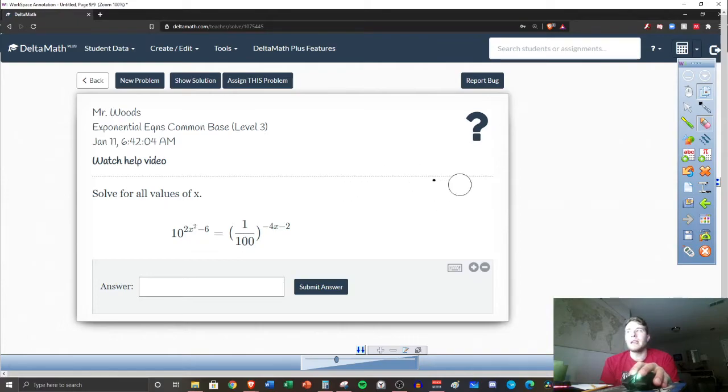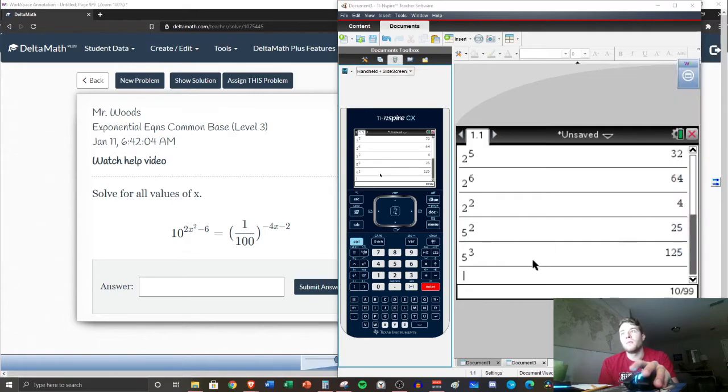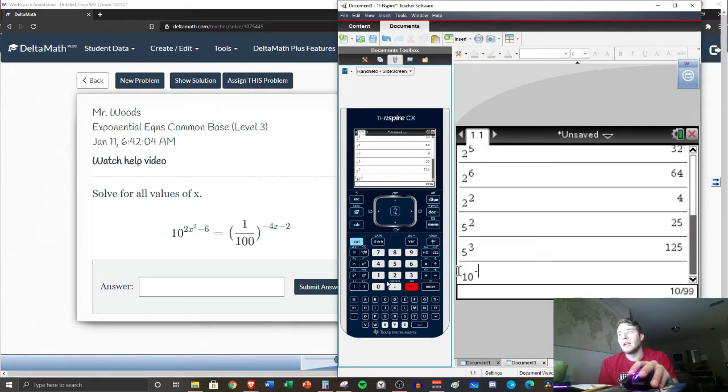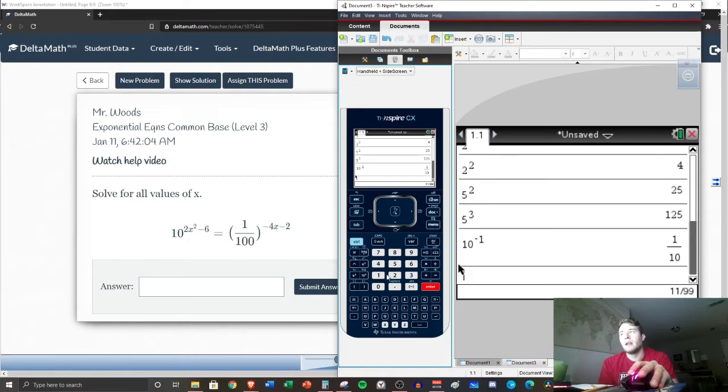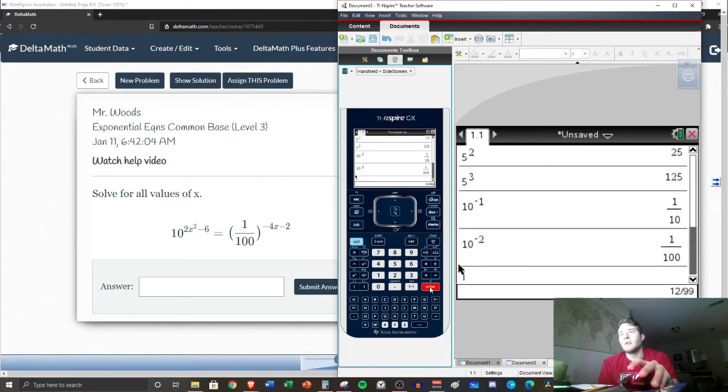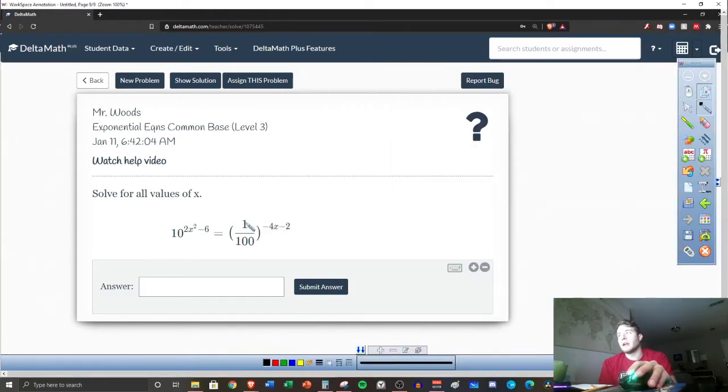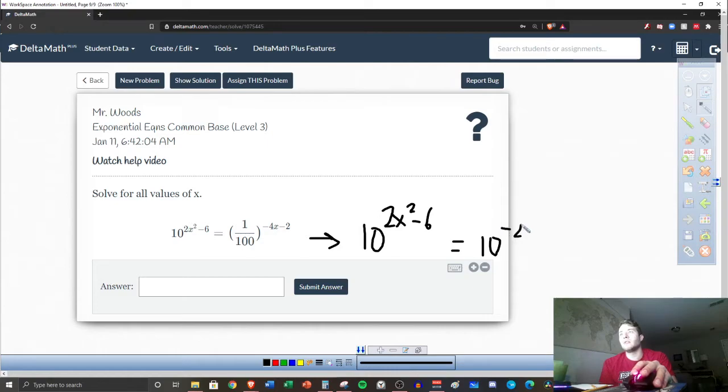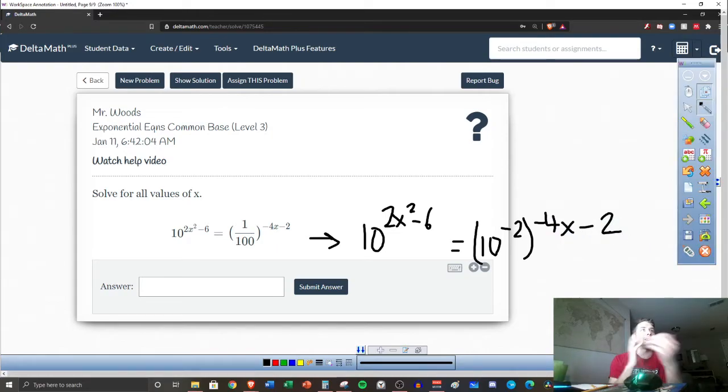And remember, if we want to make a fraction, we need negative exponents. So let's do 10 to the negative 1. That's 1/10. 10 to the negative 2 is 1 over 100. So I know that I can rewrite this one right here as this. So we're going to do 10 to the 2x squared minus 6 equals 10 to the negative 2 times 4x minus 2. So hopefully that conversion makes sense.